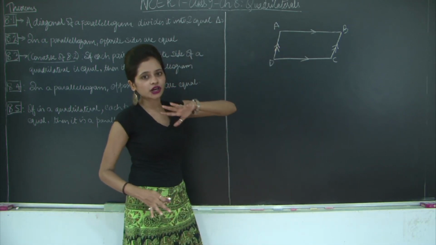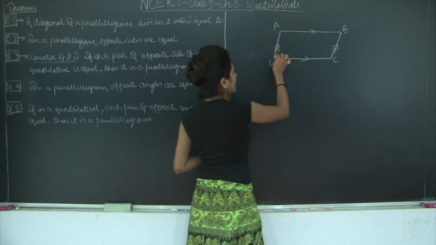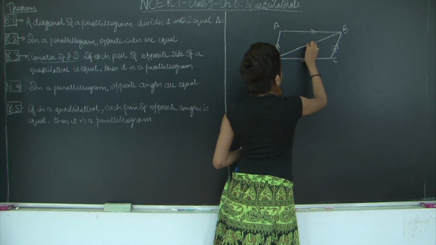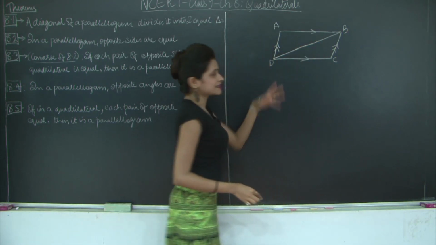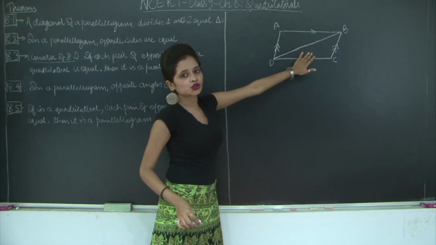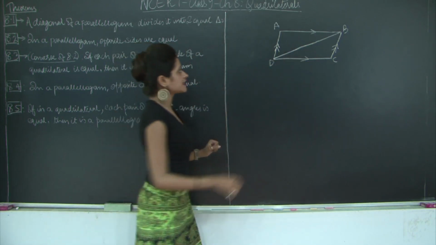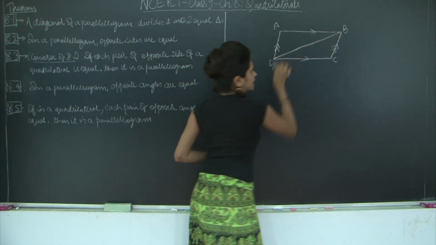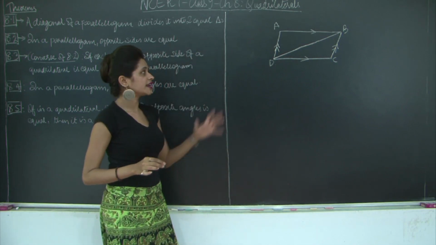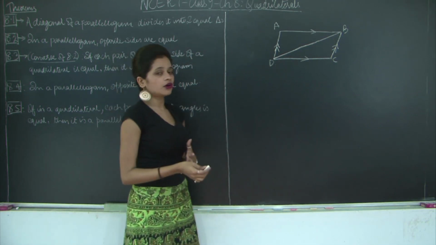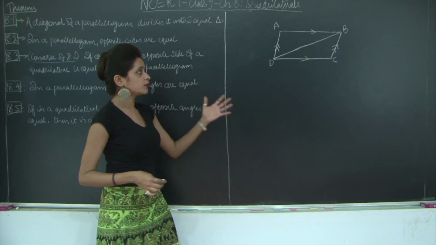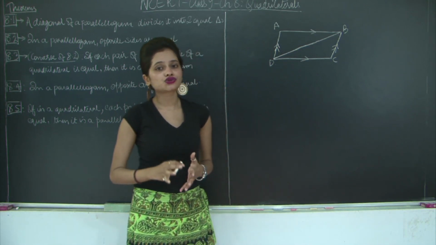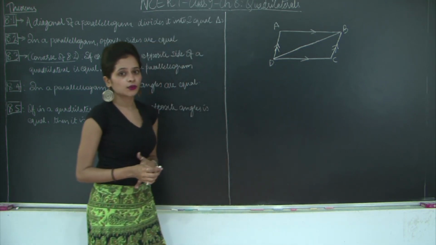So let us just construct one of the diagonals by joining points B and D. When we draw this diagonal, you can see that two triangles are formed. So what are the two triangles? I have triangle ADB and I have triangle CBD. What I need to do is prove that these two triangles are congruent, and once we prove that, we will be able to prove the theorem which states that the diagonal of a parallelogram divides it into two equal triangles. So let's see how we are going to do this.